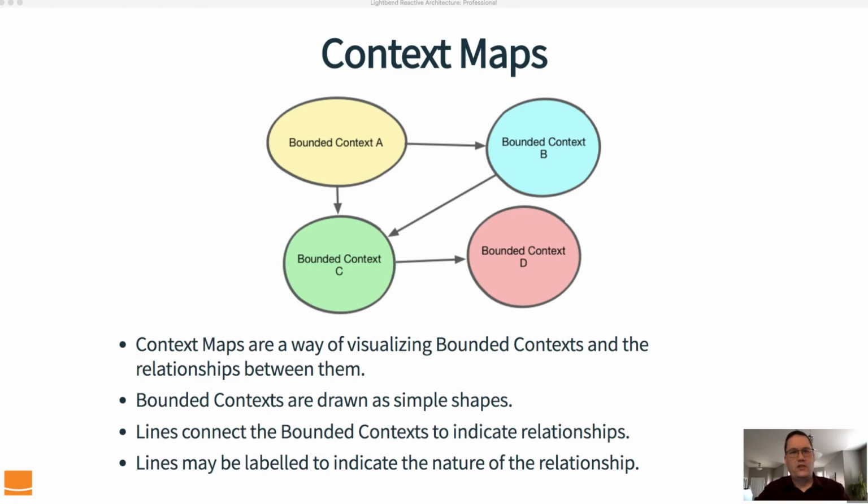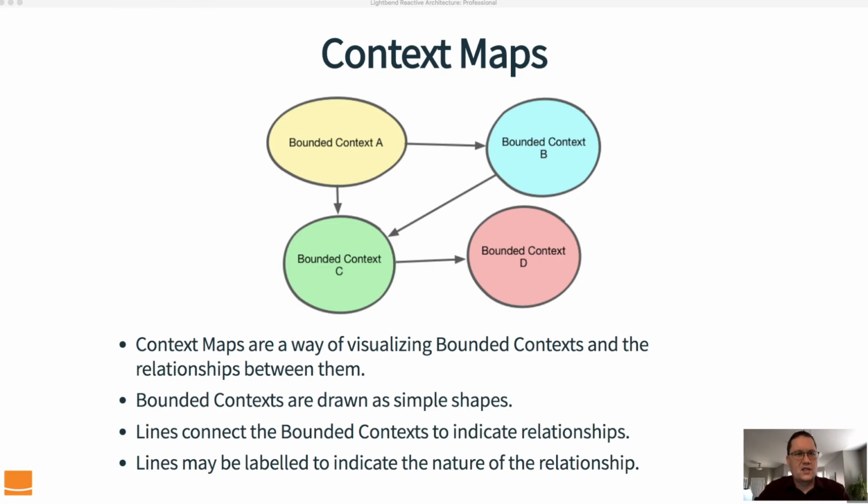Now, you may have noticed that these diagrams that we've been drawing have these sort of bubbles with the name of a bounded context in them, and then we've got arrows going between them. This particular kind of drawing is what we call a context map, and it's a way of visualizing bounded contexts and the relationships between them. We're going to use this technique in some of the exercises, so we're going to introduce it here so that we have an understanding of it.